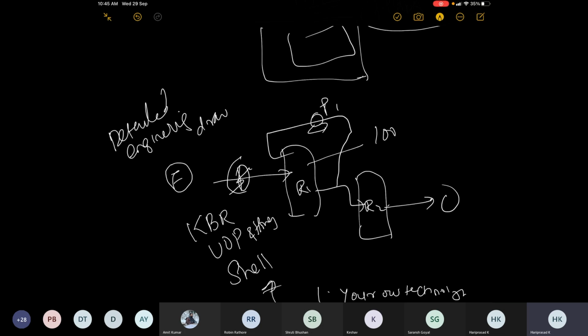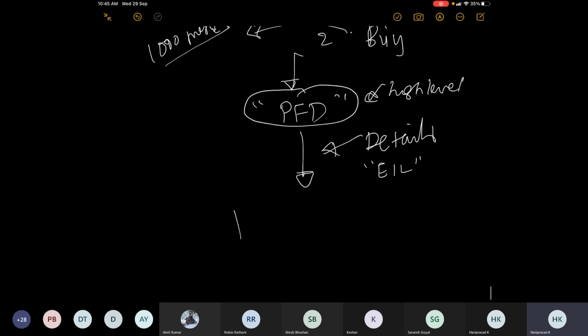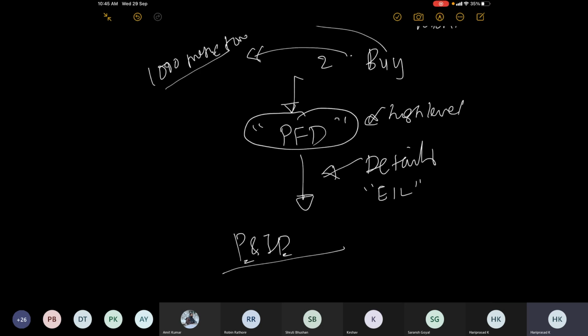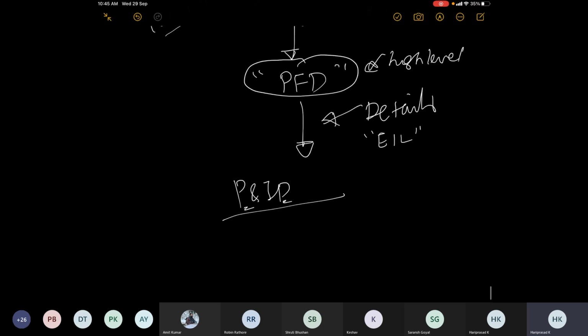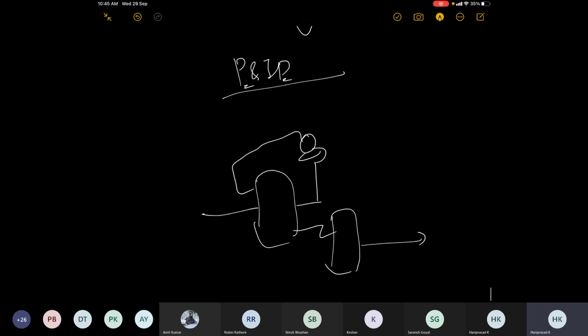There are many aspects of detail engineering drawing. One aspect of that is the P&ID. In a P&ID, you map every instrumentation line, piping and instrumentation. All the piping lines and instrumentation lines would be captured in the P&ID. So for instance, let's say this is your reactor, this is your second reactor, and this is the output, and you have a recycle. This was a simple example, right?